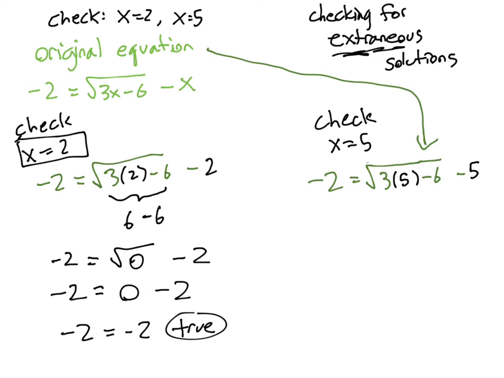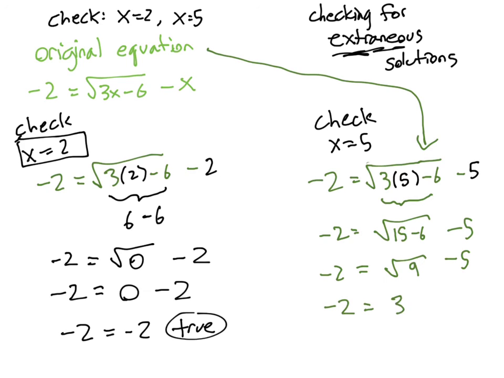So let's simplify the inside of this radical first. We've got 3 times 5 is 15, and 15 minus 6 gives us 9. The principal square root of 9 is +3. So this equation says -2 equals 3 minus 5. And that is also true because 3 minus 5 is -2. So this is also a valid solution. X is equal to 5.